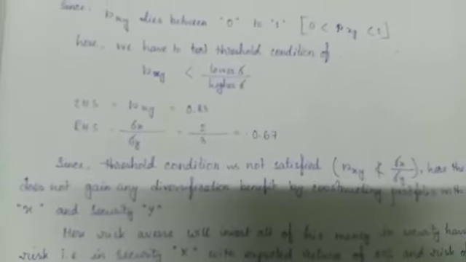Since the threshold condition is not satisfied, here the investors do not have any diversification benefit by constructing the portfolio of security x and security y. Here the risk averse investors will invest all their money, all their fund, in the lowest risky security, that means in security x with an expected return of 10% and associated risk of 2%.